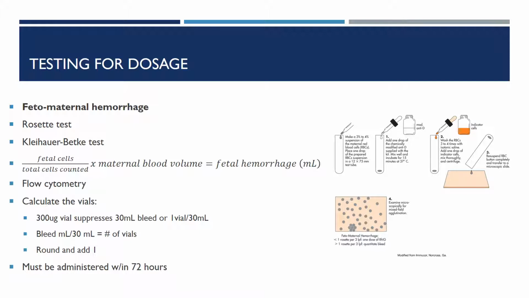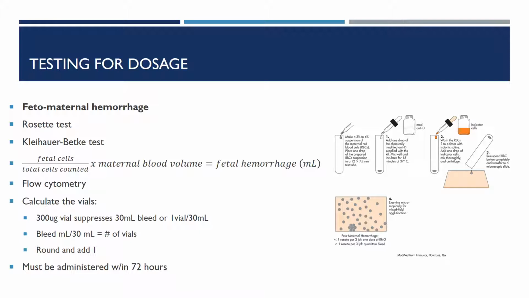Okay. However, if you've got a positive Rosette test, that means that there's been some kind of exchange across the placenta, and so you need to do the next test, which is the Kleihauer-Betke test, in order to determine the total amount of that bleed across the placenta. Now, the Kleihauer-Betke is just another term for an acid elution test, another type of acid elution test.